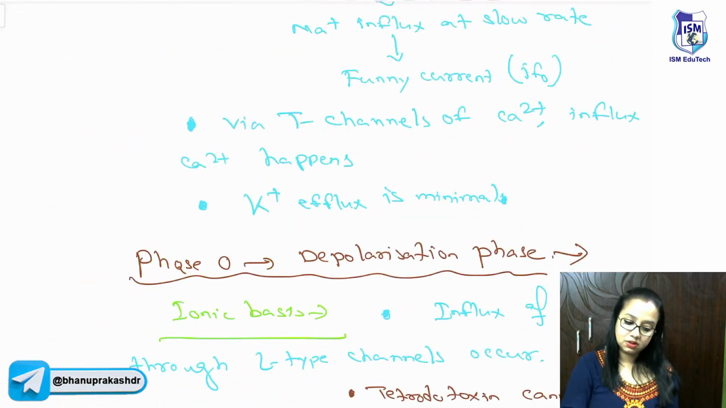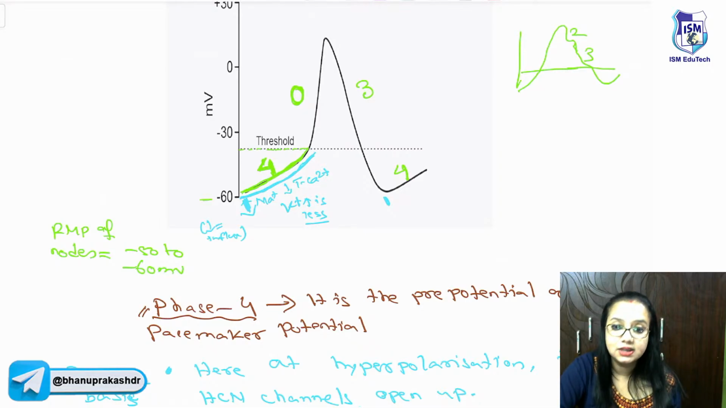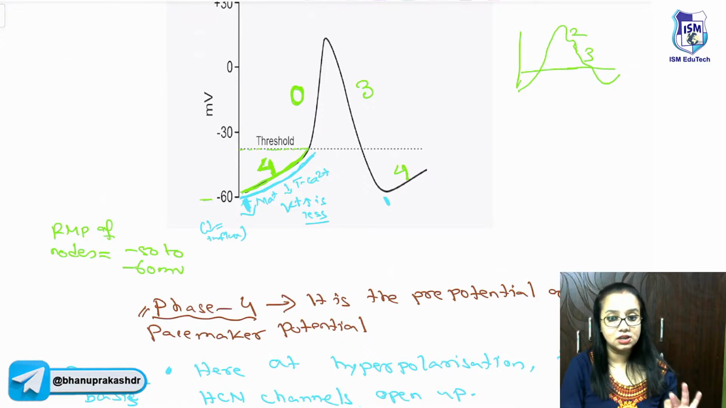So altogether we have to remember that phase 4 is the prepotential phase. It is the pacemaker phase. It is a restless phase. It is not a linear phase. Why is it not a linear phase? Because when it has touched the maximum negativity, the hyperpolarization induced sodium channel opens, sodium comes in. Calcium also comes in, but via the transient channel, not the voltage gated channel. When these two are happening, potassium efflux in very less quantity is also carried out.